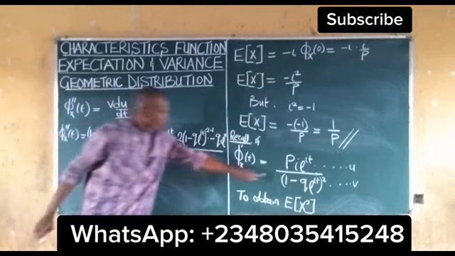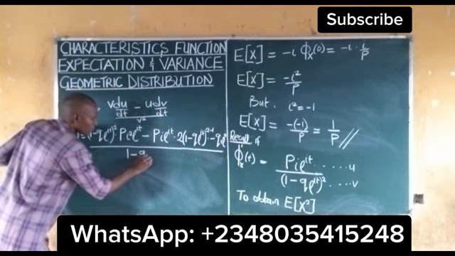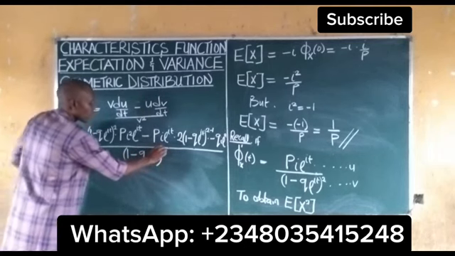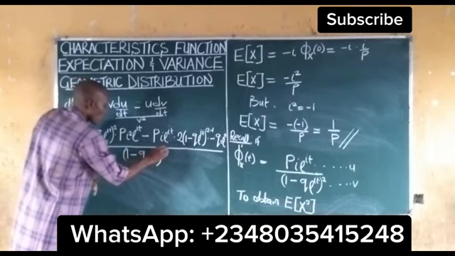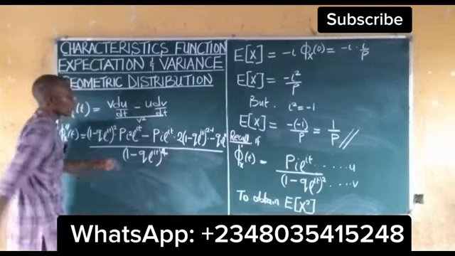Sorry, so we put our v squared. What is our v? This is v. So we write it as 1 minus q exponential i t. This time we have 2 here. It becomes what? 4. It becomes 4 because of this square.